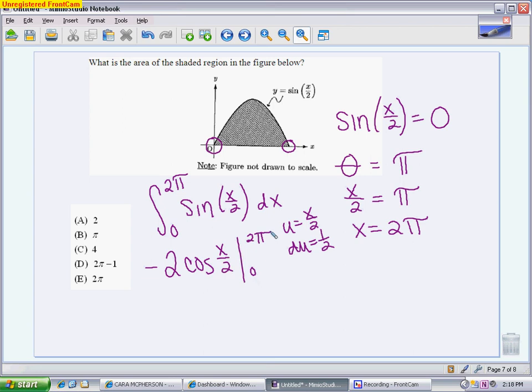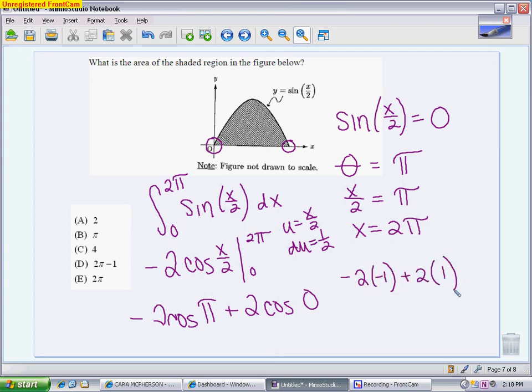And then the last challenging part of it is you have to know your unit circle well enough to put your boundaries in. So you have negative 2 cosine. When I put 2 pi in divided by 2, I get pi, minus a minus 2, so plus 2 cosine of 0. And you can't discount that because the cosine of 0 is not 0. Negative 2 times the cosine of pi is negative 1. So you get negative 2 times negative 1 plus 2 times the cosine of 0 is 1. So you get 2 plus 2, which is 4, which is letter C.